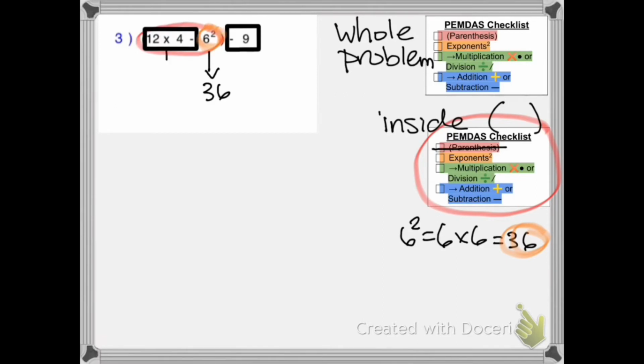All right, now I can bring everything in this first box down. 12 times 4 minus 36. And again, remember, we're only working inside the parentheses for now. All right, so going to my parentheses checklist, I can check off exponents because I finished that part. Now I'm on to the next step, multiplication or division. And I see that I have multiplication right here. So I'm going to draw a box around this. Ignore that for now.